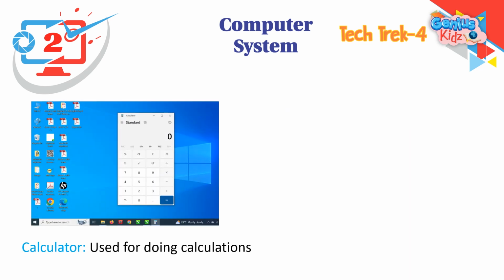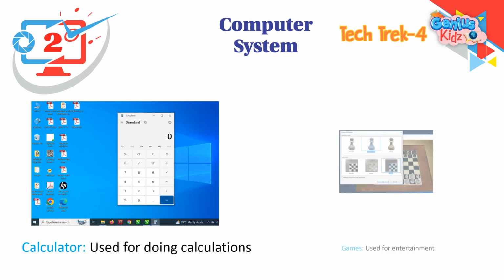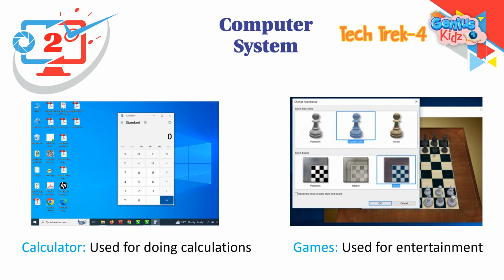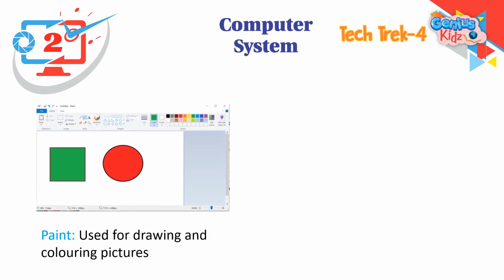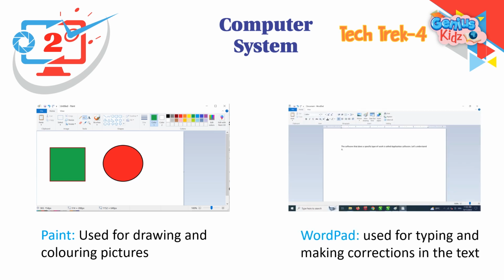Calculator, used for doing calculations. Games, used for entertainment. Paint, used for drawing and coloring pictures. WordPad, used for typing and making corrections in the text.